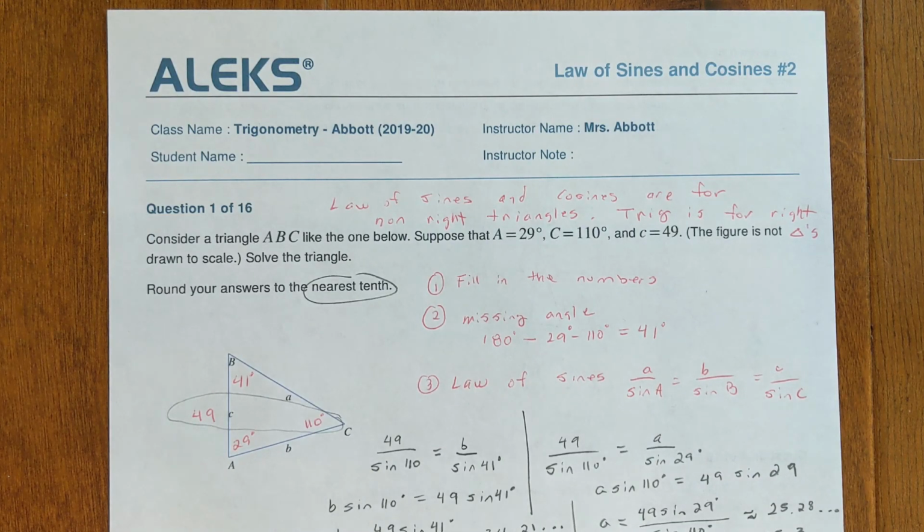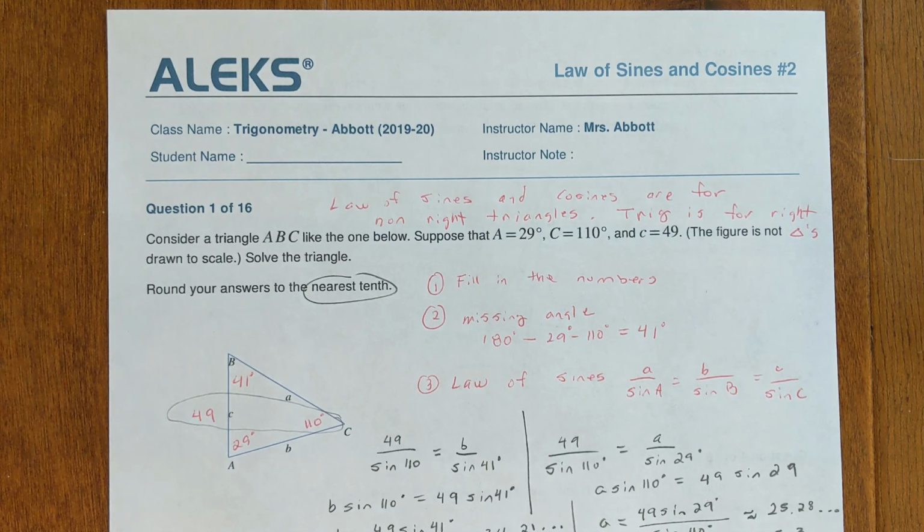Okay, this video is on the law of sines and cosines. The law of sines and cosines are used when the triangle is not a right triangle. And you can still find all the pieces of the triangle, all the sides, all the angles, by using the law of sines and cosines.